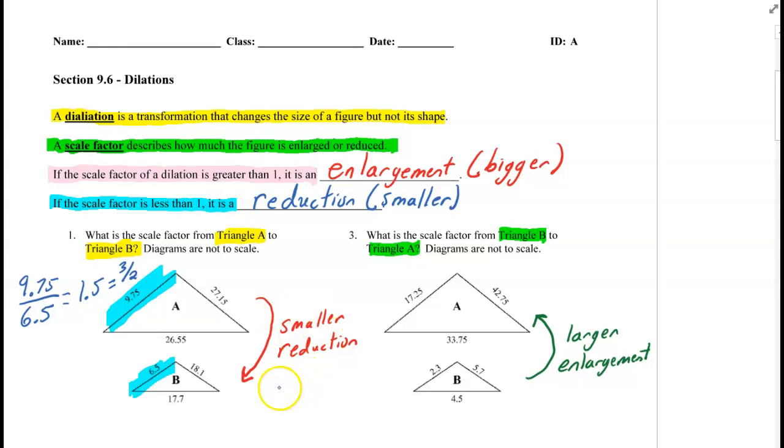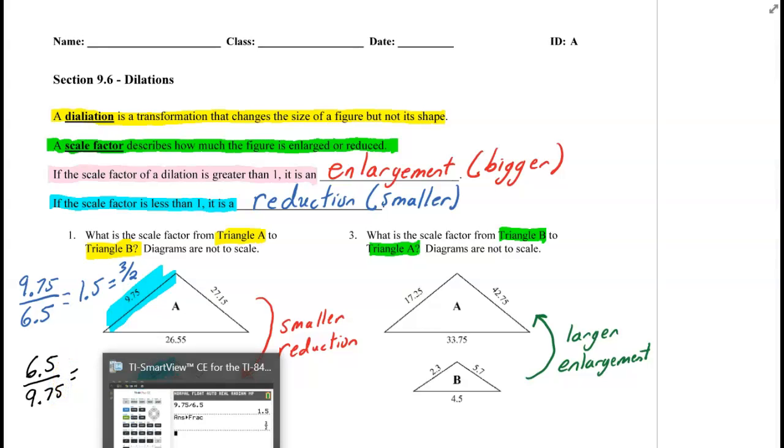Now the picture is getting smaller, so the scale factor must be less than 1 because it is a reduction. So what that means is we need to divide the other way. We want the smaller number on top, or the numerator, so we're going to do 6.5 over 9.75. And I'll go back to the TI.